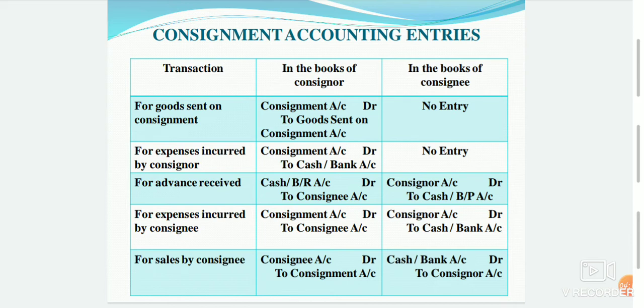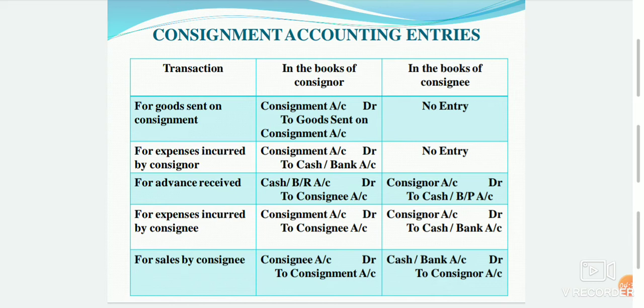The next, for expenses incurred by the consignor. If any expenses on consignment are made by the consignor, the entry is consignment account debit to cash or bank account. In the consignee's books, there is no entry because the expenses were incurred by the consignor. Then for advance received.